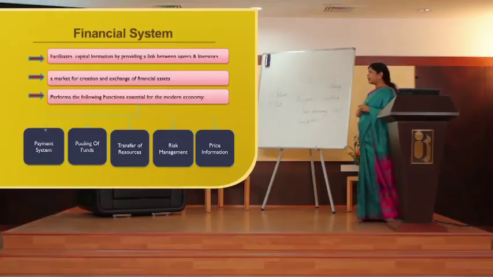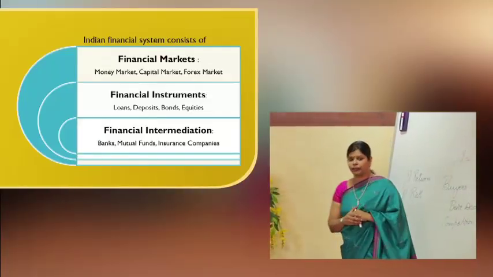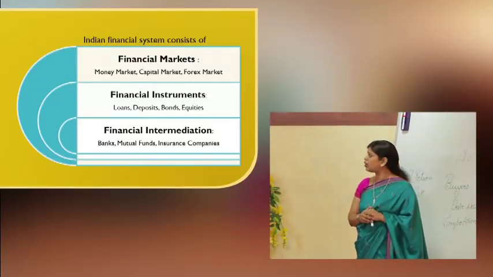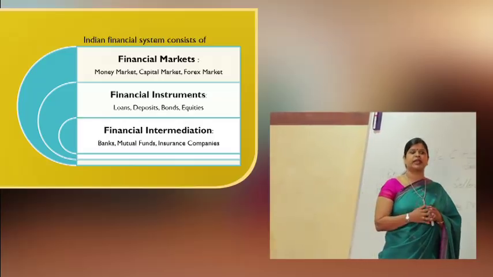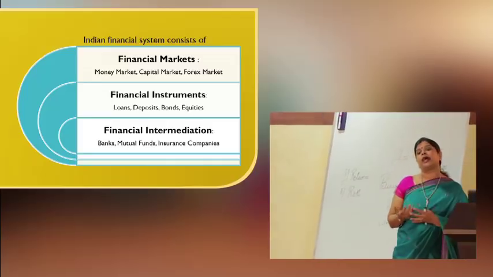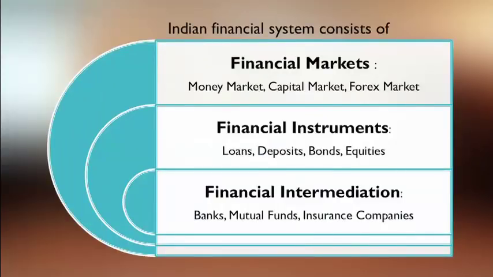To start with, the Indian financial system basically consists of three important parts. Now, what are the three important parts of a financial system? One is the financial markets, right? As we said, a financial market is a place where the buying and selling of financial products take place. It can be a money market, capital market, or forex market. The features of each market will be explained at length in the coming sessions.